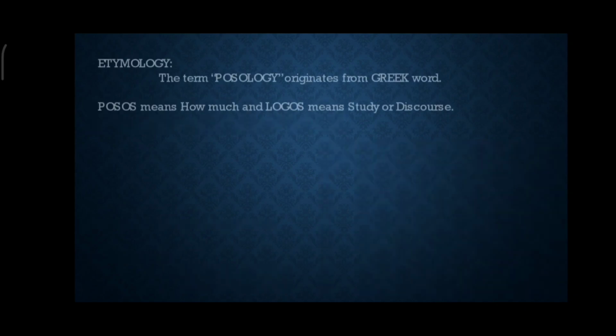Let's see the etymology of posology. The term posology originates from the Greek posos meaning how much and logos meaning study or discourse.